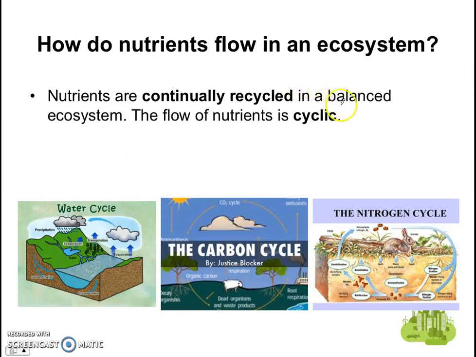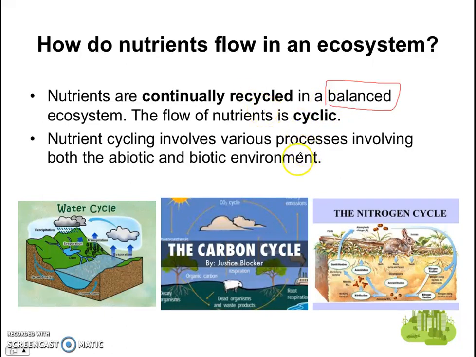Of course, there's a condition: the ecosystem must be balanced, meaning that the various processes in the ecosystem must be in place. And we'll take a look at some of those processes in just a while. So if those are in place, then the flow of nutrients would be cyclic. And the cyclic flow of nutrients involves various processes. And these processes involve both the abiotic and biotic environment. For instance, for the abiotic environment, it would involve the atmosphere. And for the biotic environment, it would involve your organisms, your plants, and your animals.